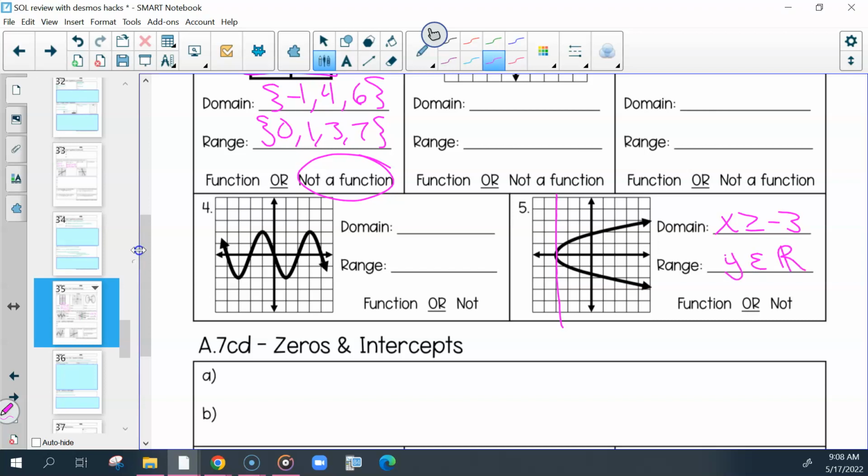Most of these, if it's an all real numbers thing, will probably be multiple choice or a choose-the-correct-answer type thing. And then, is this a function or not? No. It doesn't pass the vertical line test.